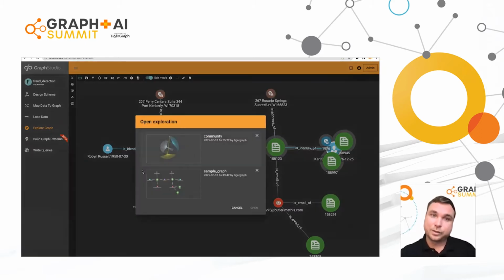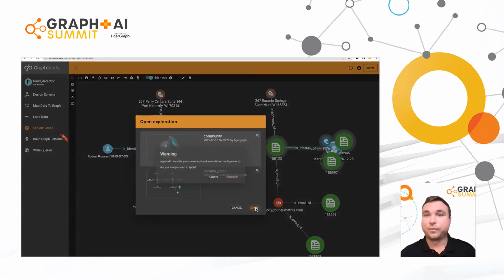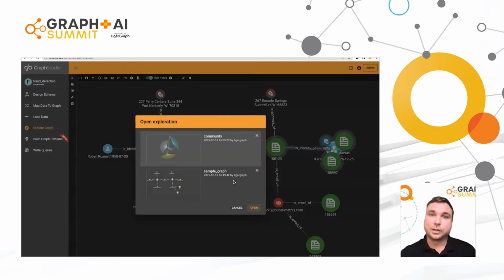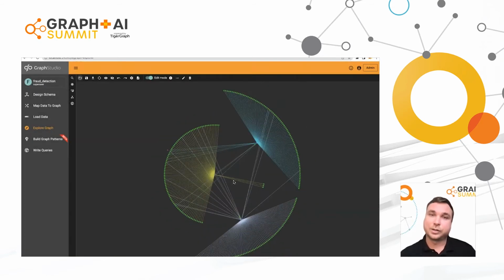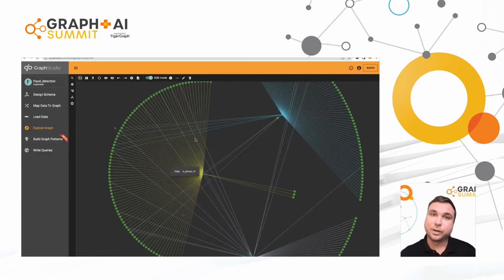In addition, we can also have an idea of community. So we can see, once we run our community detection algorithm, we can group the data points into different communities and see the relationship between those data points.